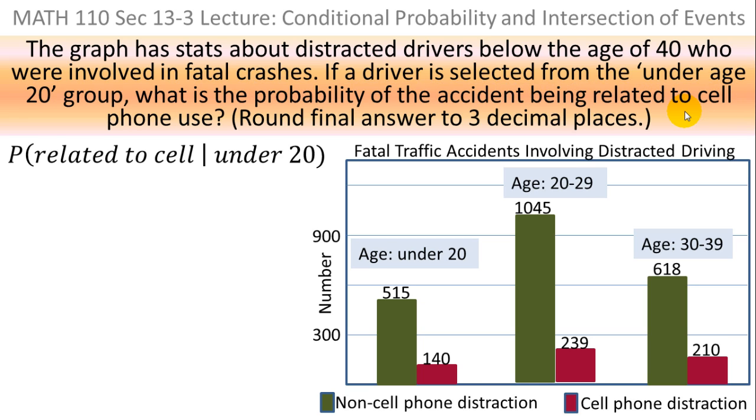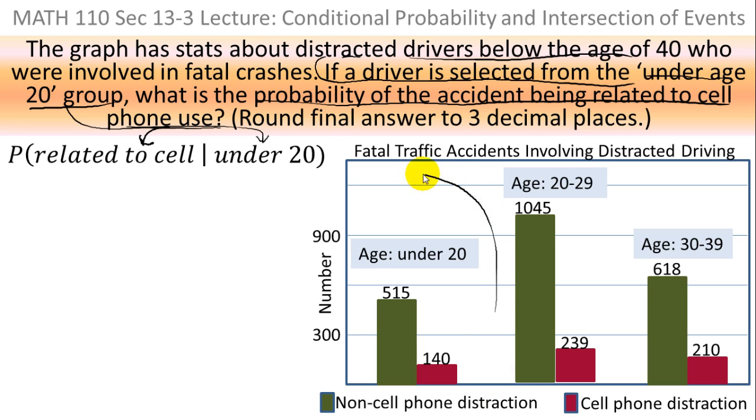That's the probability that the driver came from the under 20 group, and then we want to know the probability that that accident was related to the cell phone use. So you have to get accustomed to reading these problems and writing them as probabilities, in this case as a conditional probability. So you know that the person's in the under 20 age group because it says they were. The driver is selected from that under 20 age group.